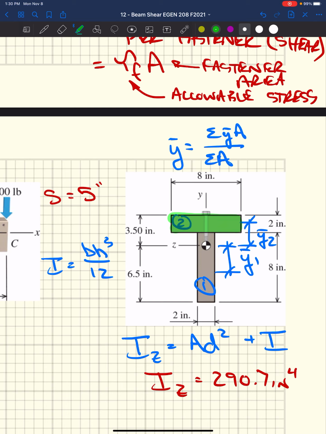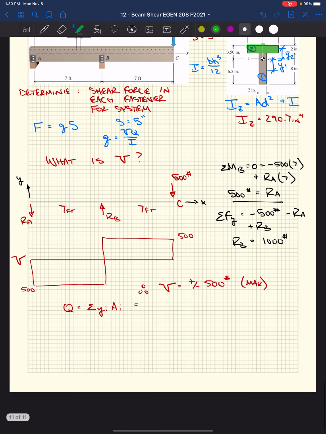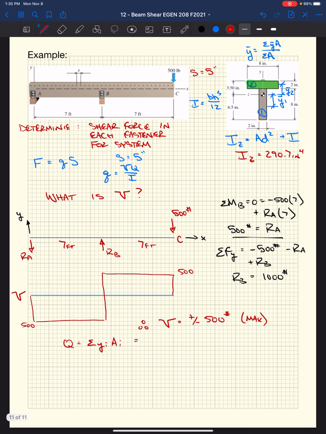The green area is 2 inches deep, 8 inches wide, 2 times 8. So we're going to say 2.5, that's our y. Area is now 2 times 8. This is area. We get 40 inches cubed.